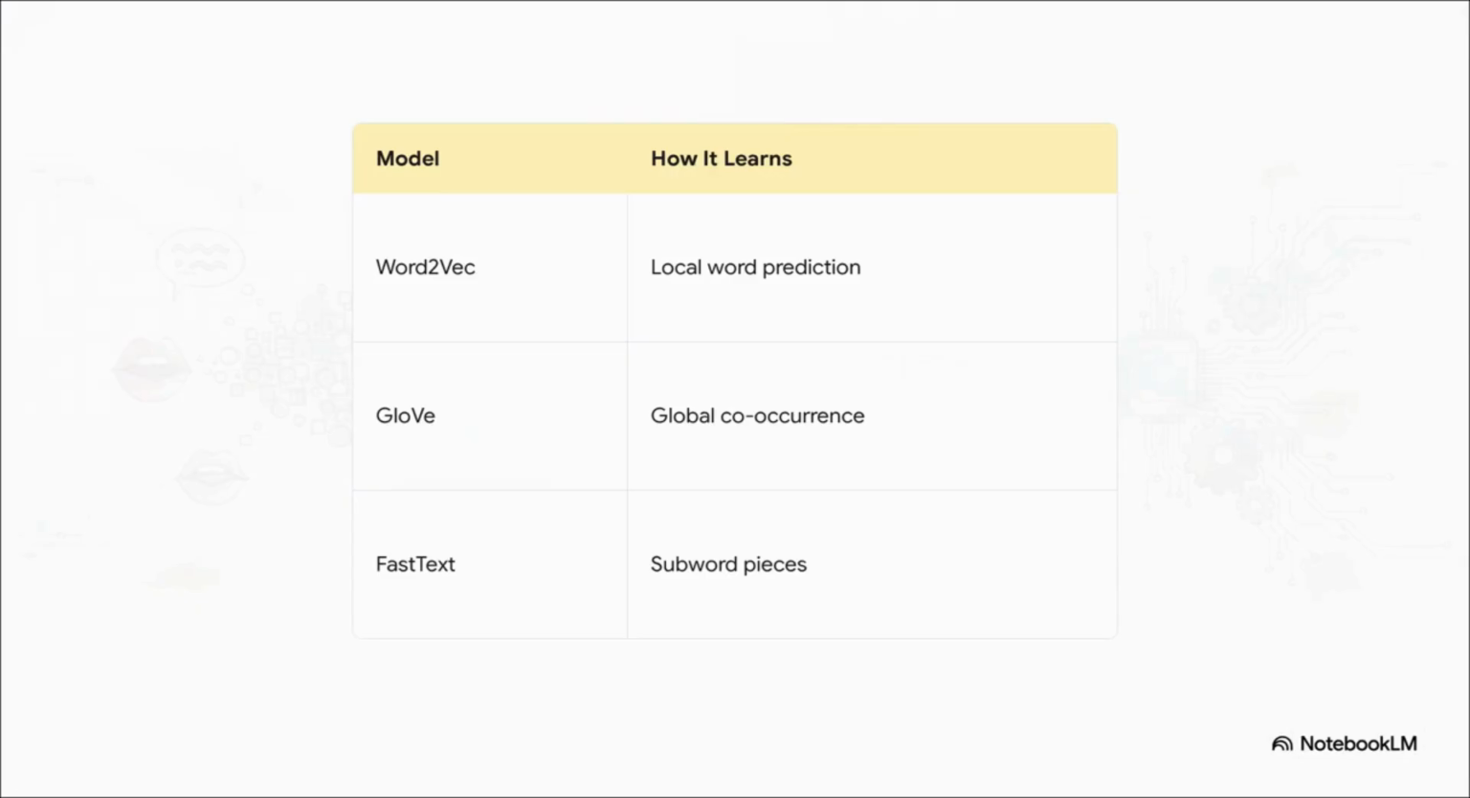Now, while word2vec is definitely famous, it's not the only way to build this map. Let's compare the classic big 3 embeddings. We know word2vec uses local word prediction. Then we have GloVe, which stands for Global Vectors. GloVe acts more like a giant relationship map for the whole library, learning from global word co-occurrence statistics across the entire text corpus. And finally, there's FastText, which breaks things down even further.